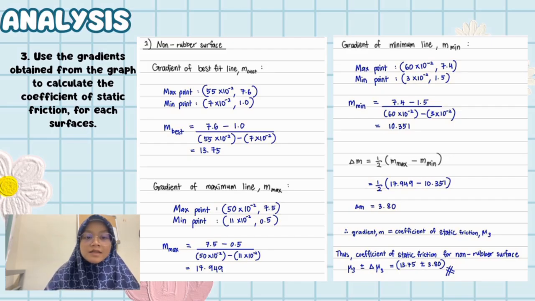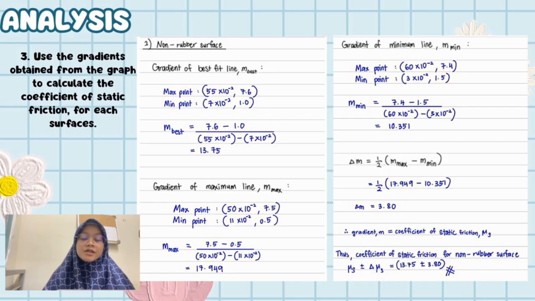So for the maximum point we got 60 times 10 to the power of negative 2 and 7.4. And for the minimum point, we got 3 times 10 to the power of negative 2 and 1.5. So putting those values into the gradient formula, we will get that the minimum gradient is 10.351.